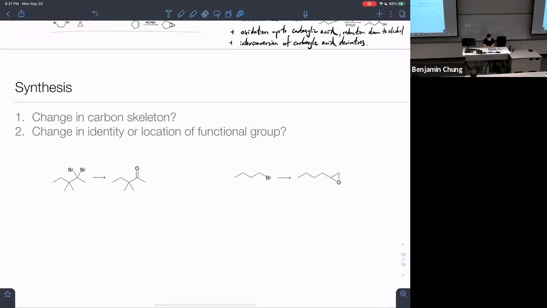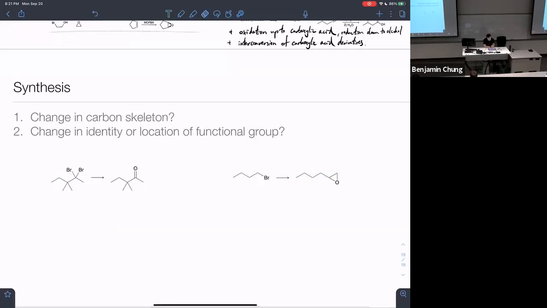And then the next thing you look at is a change in identity or location of a functional group. So here you have a geminal dihalide, which then turns into a ketone. That tells you a hint of what kind of reactions are required there. Here you have to think about how you can add that 2-carbon fragment and then how you can transform that 2-carbon fragment to an epoxide. So I'm going to give you a little bit of time to try to figure out these 2 questions based on the synthesis toolbox that you have.